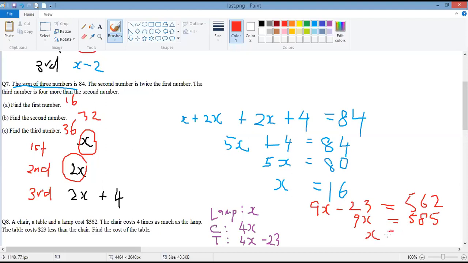So what's your value of x? Your value of x will be 65. So you use 585 divided by 9. They want to know the cost of the table. So the table is 4x minus 23. So you use 4 times 65, the value of x that you found, then you minus 23. Then your final answer, you should get 237.